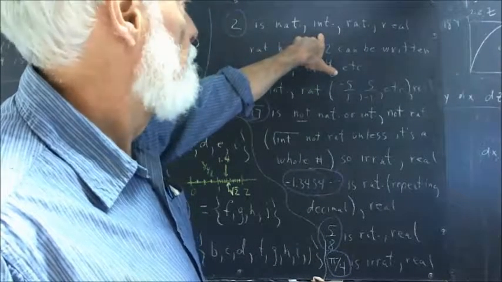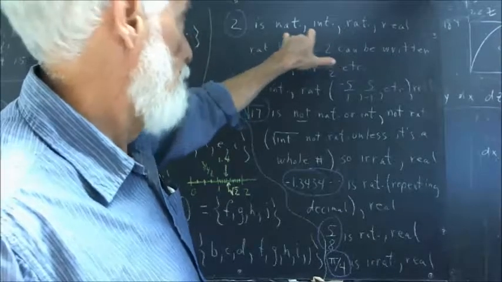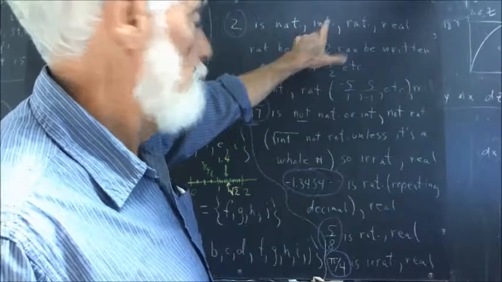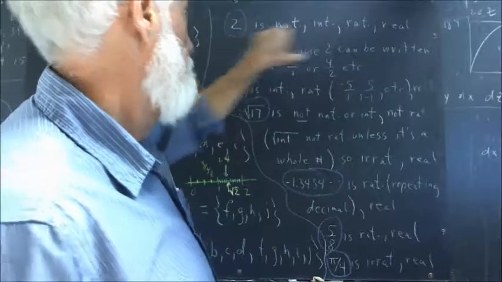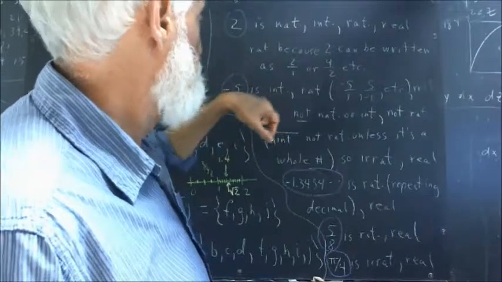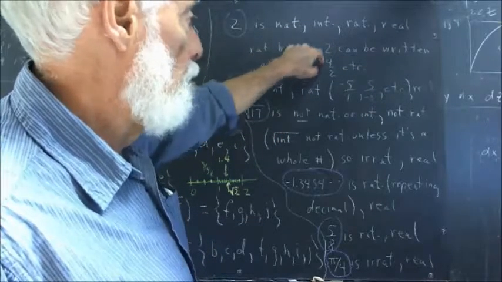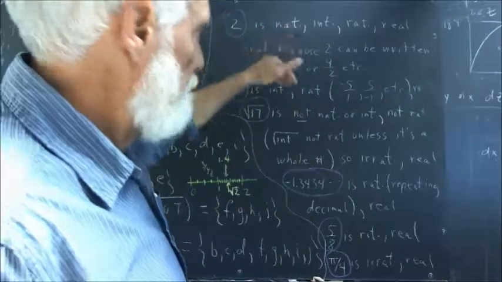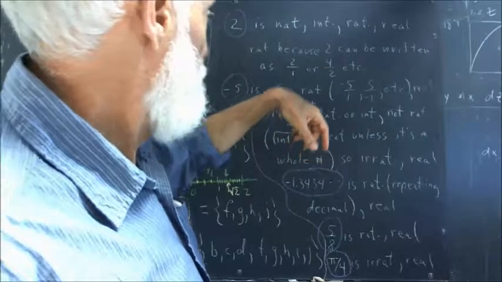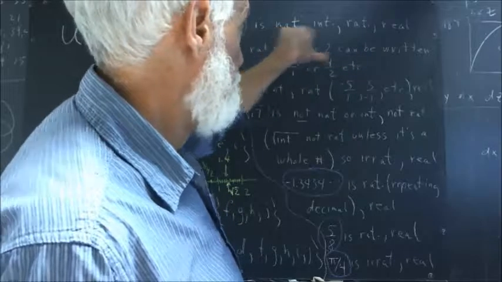It's an integer because the integers consist of the natural numbers plus 0 plus all the negatives, and that's certainly one of the integers, positive integer. It's rational because we could express it as 2 over 1 or 4 over 2, etc. We could express 2 as a ratio of 2 numbers, as one number divided by another. And it's also real because, of course, all these categories are part of the real numbers.